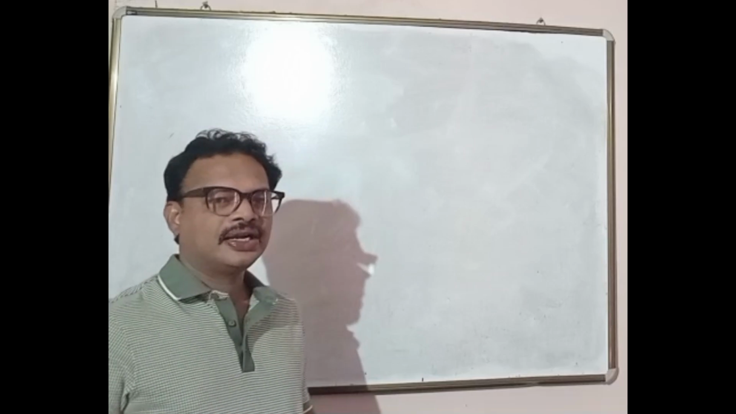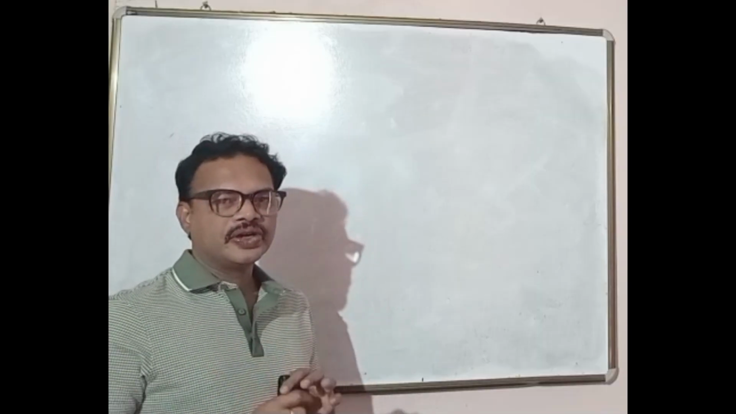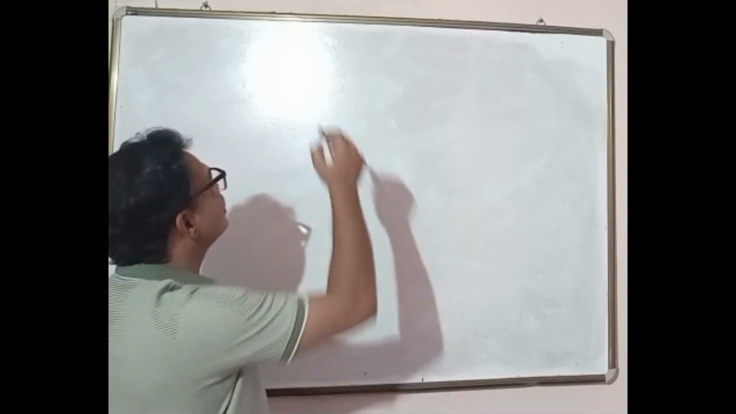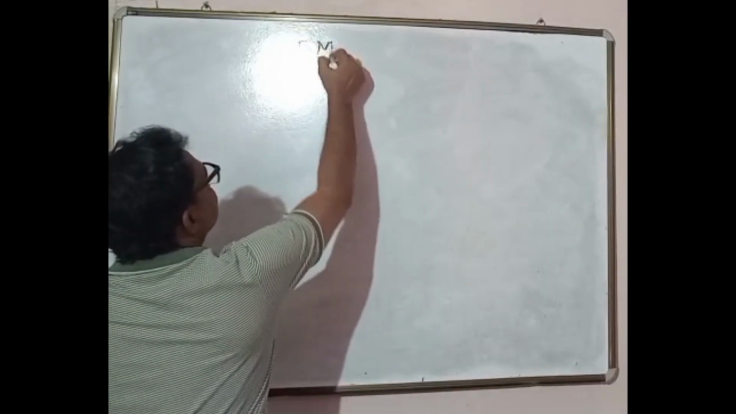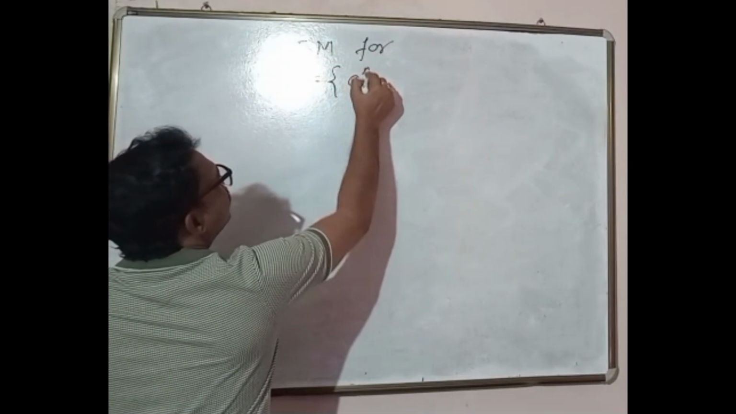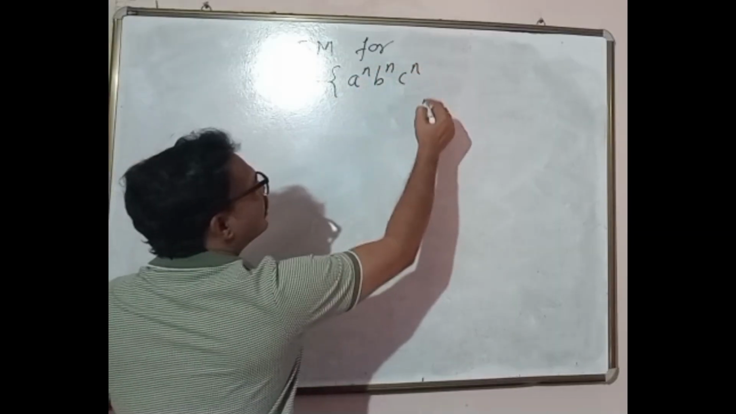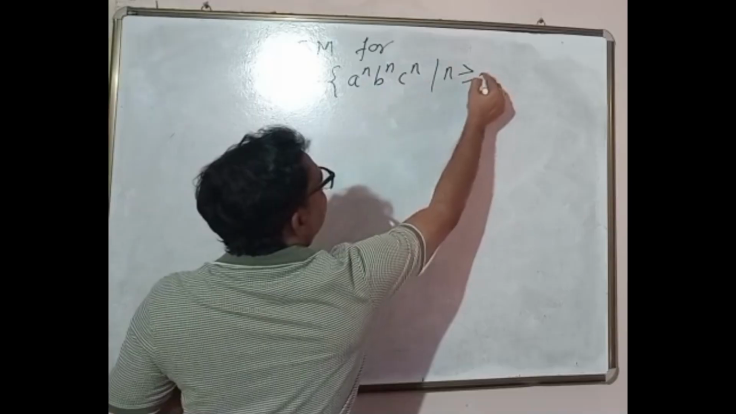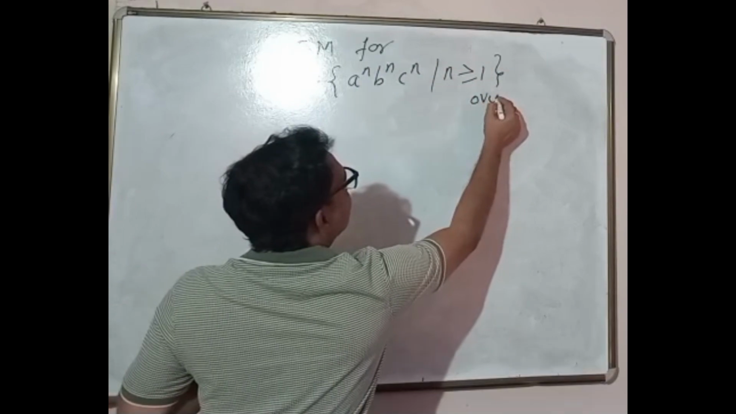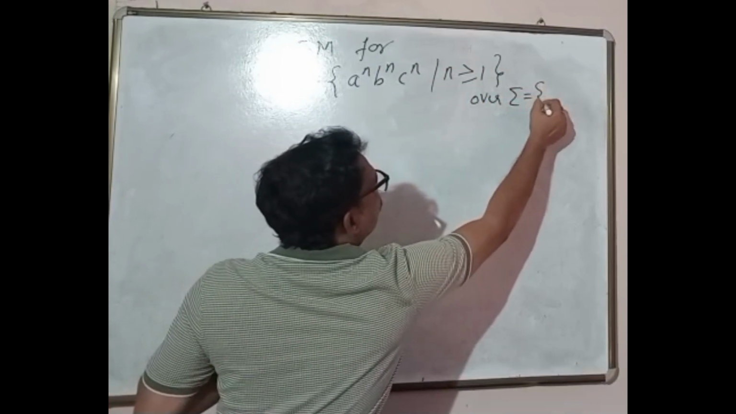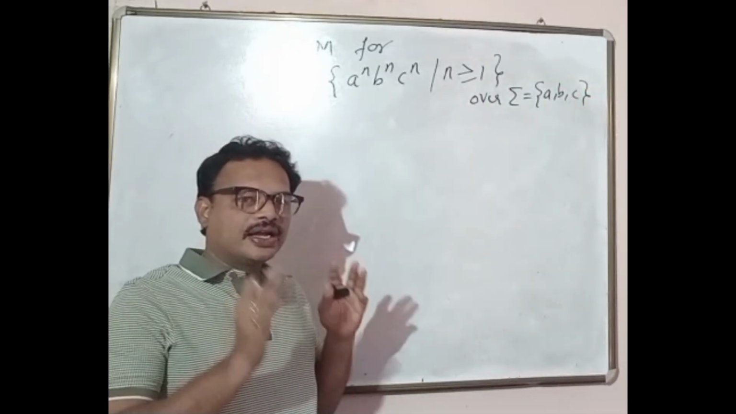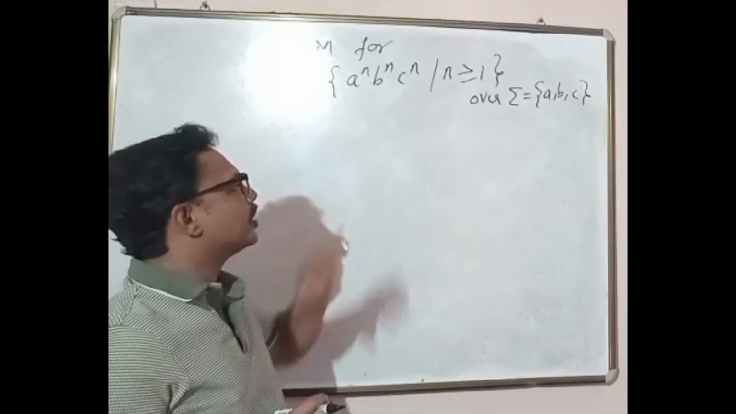Hello everyone, and I welcome you all to this video lecture on how to design a Turing machine for a given language. That language is L equal to a to the power n, b to the power n, c to the power n, such that n is greater than or equal to 1, over the language set sigma equal to {a, b, c}. Now let us see how we can design a Turing machine for this particular language set.